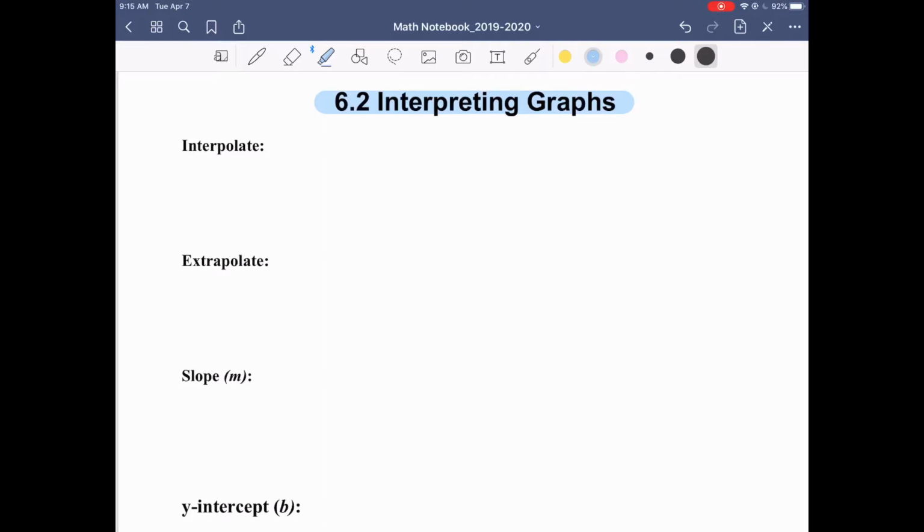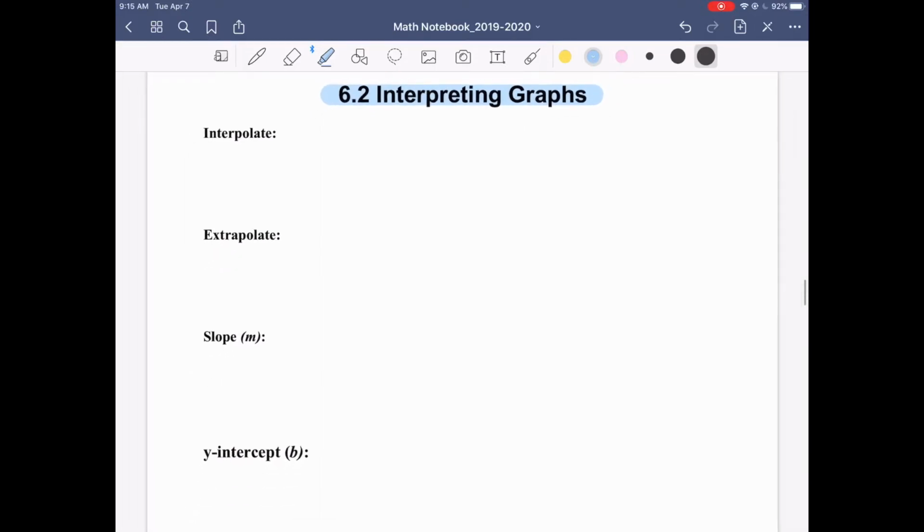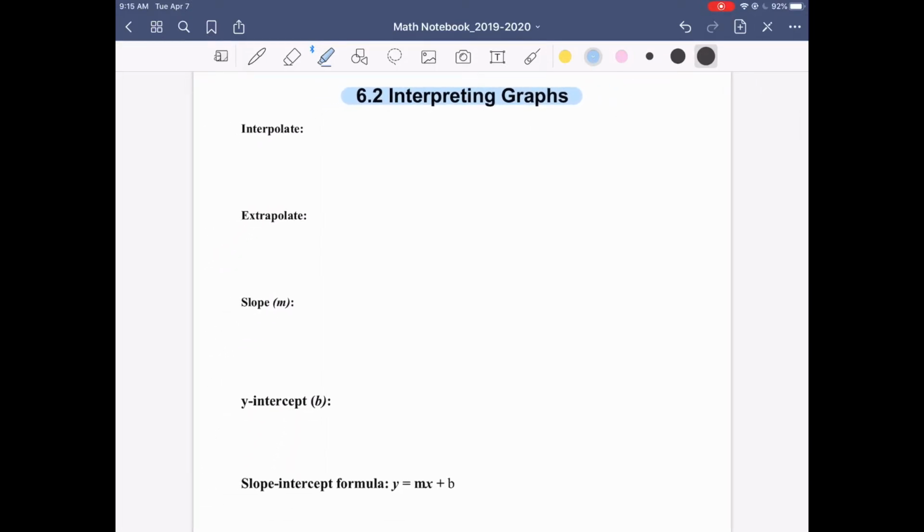What we're going to do is talk about some definitions relating to graphs. We're going to talk about how to analyze data given to us in graphs, how to come up with an equation of a graph, and how to get certain information that the graph maybe doesn't give us directly.